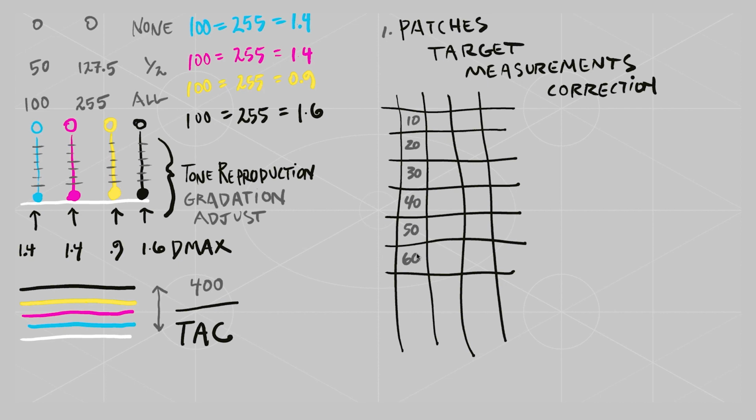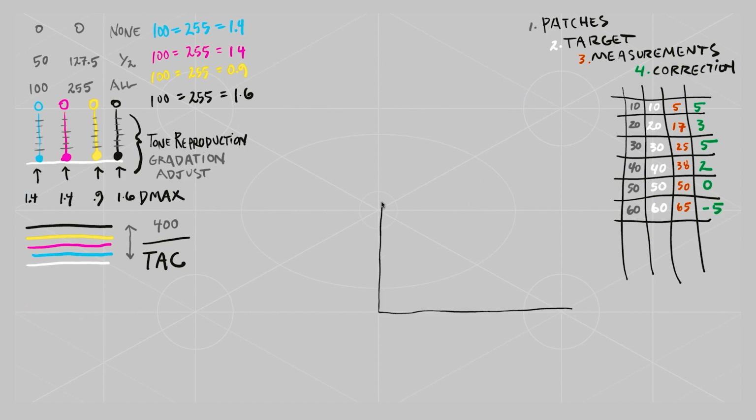The target is what you hope to measure, and if you don't want any changes in the values, that's called linear, and you can see 10, 20, 30 in white. The actual measurements, you can see that they travel. They sometimes change. 5, 17, 25, 38, 50. So therefore, the correction in green would be add 5, add 3, add 5, add 2, no change, and take away 5. So that's the table of what we wanted and what we got and the corrections that you have to produce.